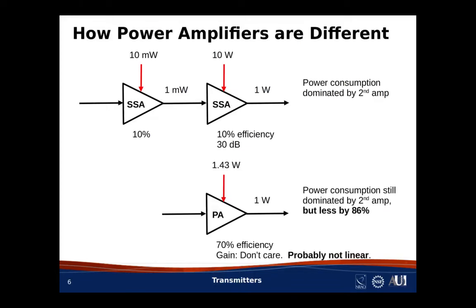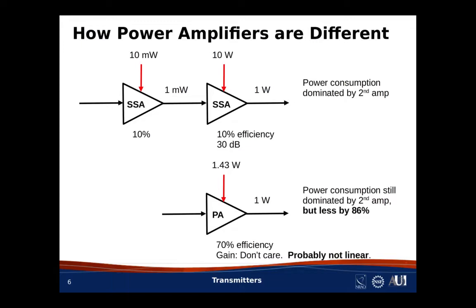The more common thing to do is to use a power amplifier in lieu of the second amplifier, and maybe also in lieu of the first amplifier as well. These days it is common to be able to achieve efficiency on the order of 70% or better, but only if you're willing to make some trade-offs.